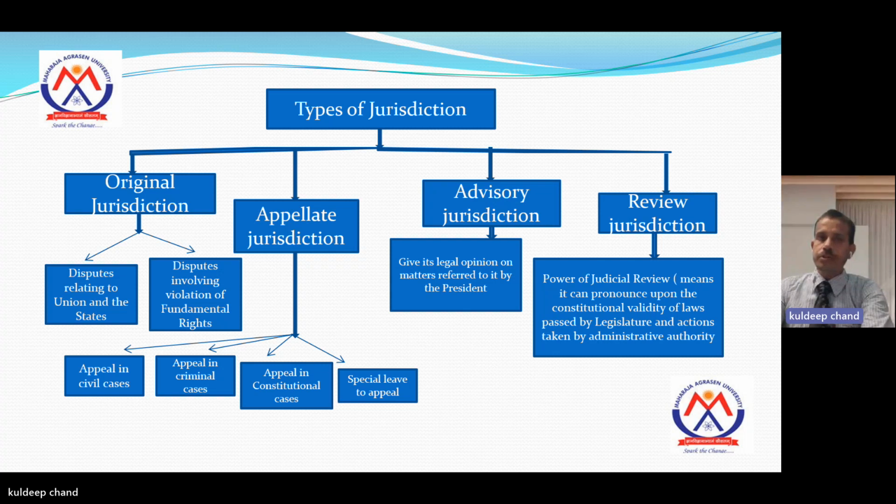Number four, review jurisdiction, and the power of judicial review. It means it can pronounce upon the constitutional validity of a law which is passed by the legislature or action taken by the administrative authority.